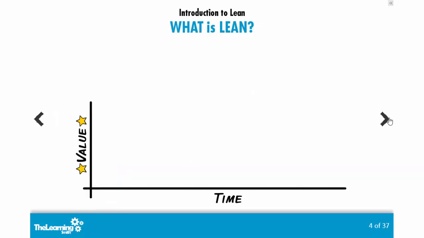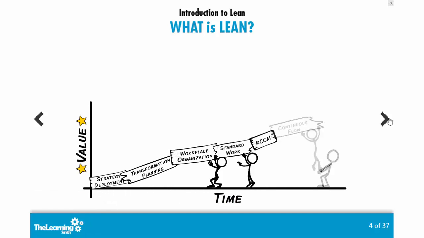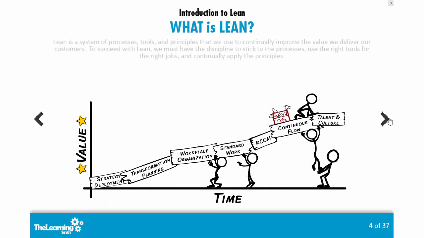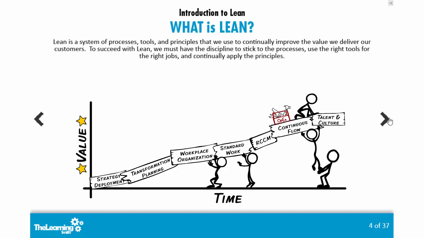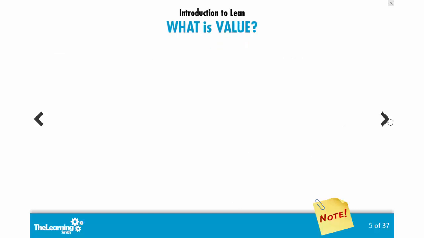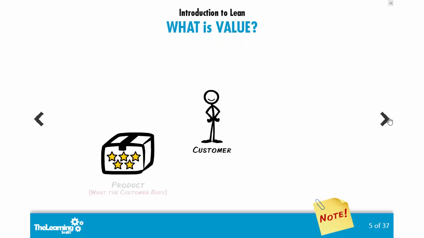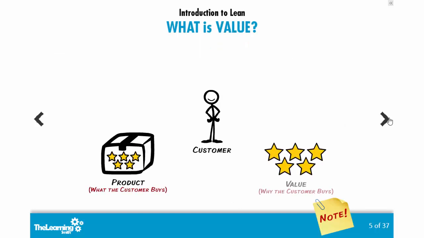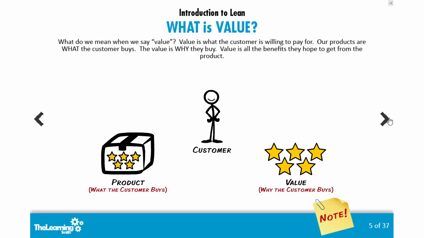Lean is a system of processes, tools, and principles that we use to continually improve the value we deliver our customers. To succeed with Lean, we must have the discipline to stick to the processes, use the right tools for the right jobs, and continually apply the principles. What do we mean when we say value? Value is what the customer is willing to pay for. Our products are what the customer buys. The value is why they buy. It is all the benefits they hope to get from the product.